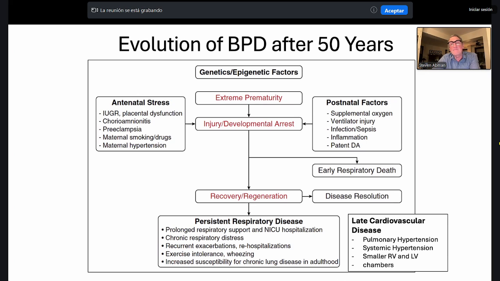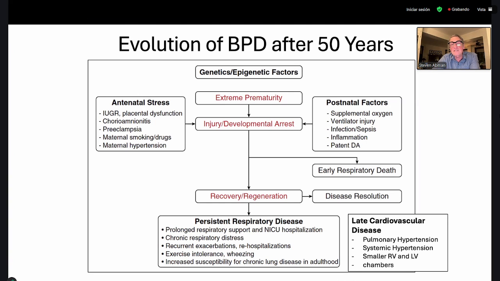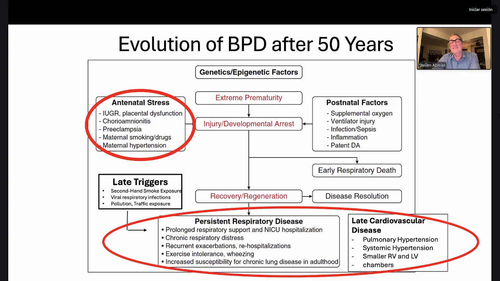And yet when they die, they have many, many hallmarks histopathologically of lung injury and the adversity of early events that caused early death. And then we have recovery and maybe regeneration to a variable degree. And that's where we have these problems of persistent respiratory disease or late cardiovascular disease as shown here. Not only do some of our patients then have prolonged need for support and hospitalization, as you well know, but they can be tough to manage. They stay on ventilators, they have cyanotic spells, they could have recurrent exacerbations and rehospitalizations after discharge.